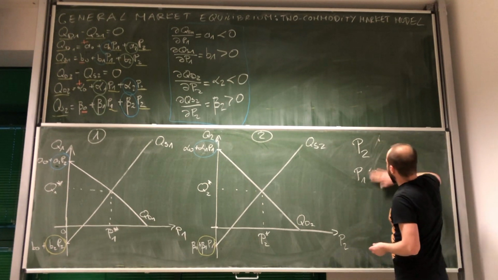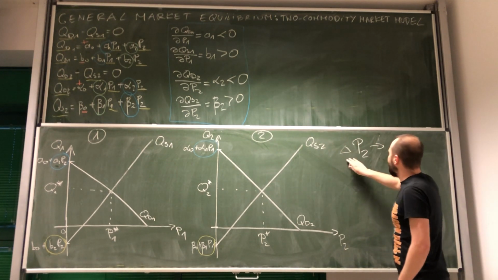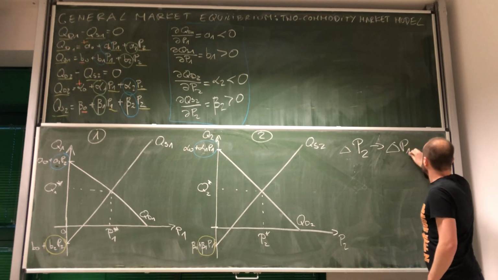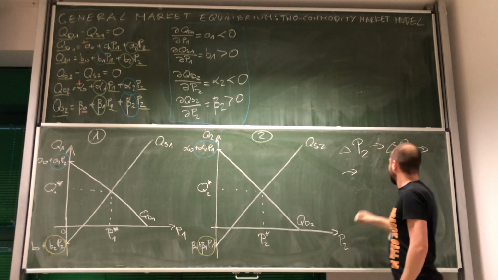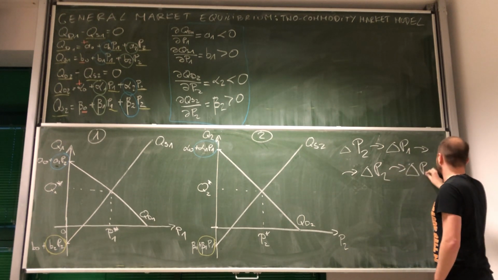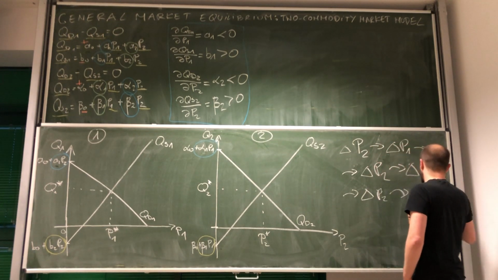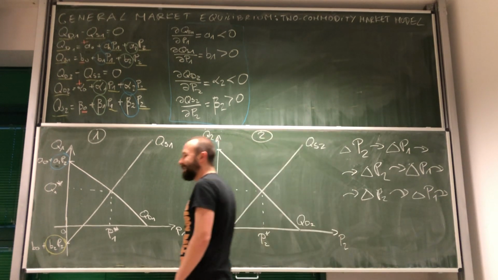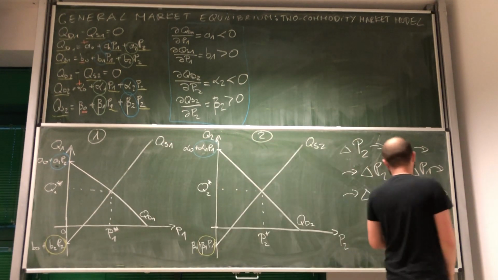But this is not the end of the story. Because if the price of good 2 changes, this will have an impact on the price of good 1. But if the price of good 1 changes, this will have an impact on the price of good 2, and this in turn on the price of good 1, and this in turn on the price of good 2. And of course, it goes on and on. Okay, so clearly, the solution here is not as easy as before.